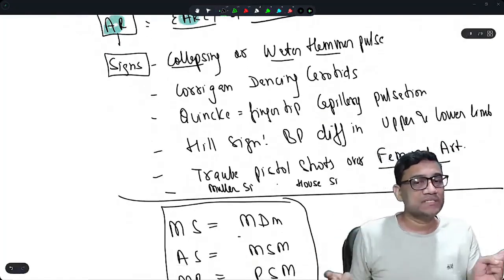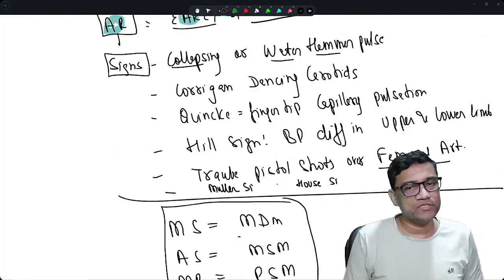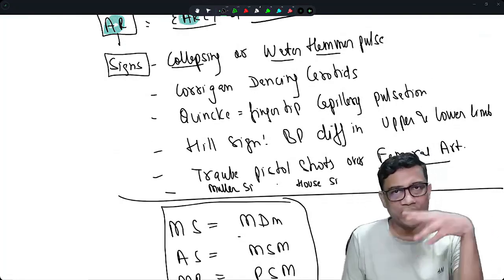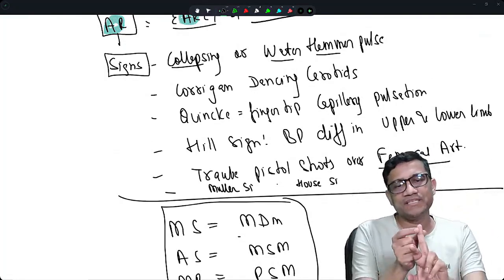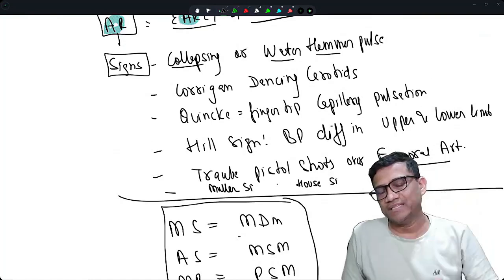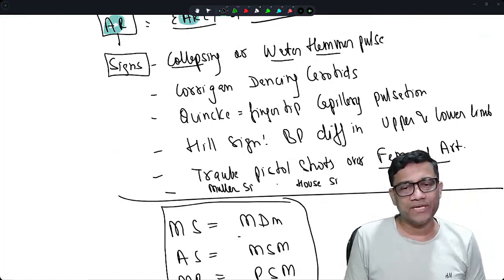Then there's Corrigan sign. What is Corrigan? Dancing carotid. The carotid is moving like this. Then there is Quincke sign. That is a pulsation you can see at the capillary, called the Quincke sign.